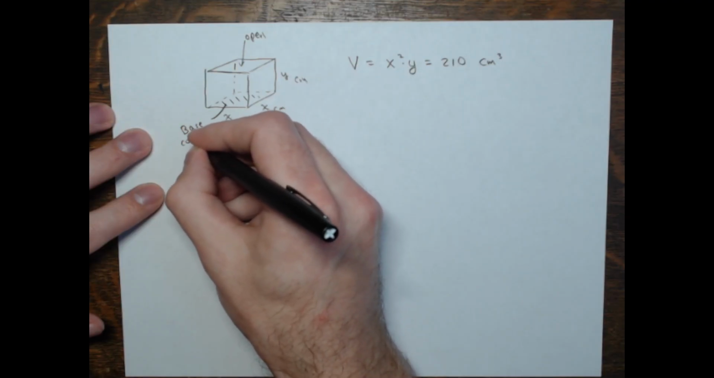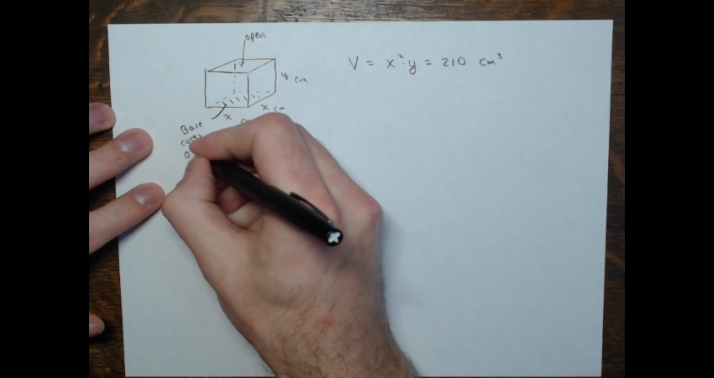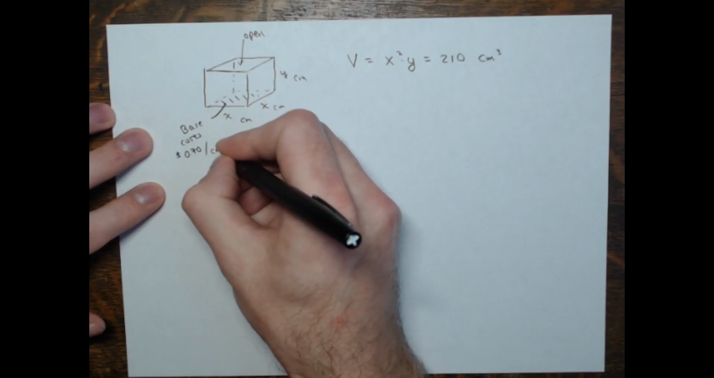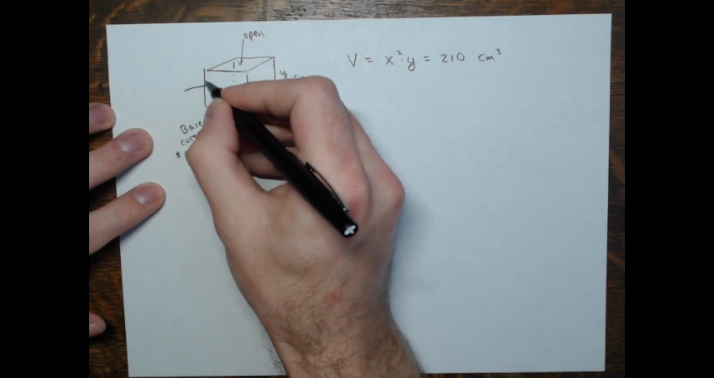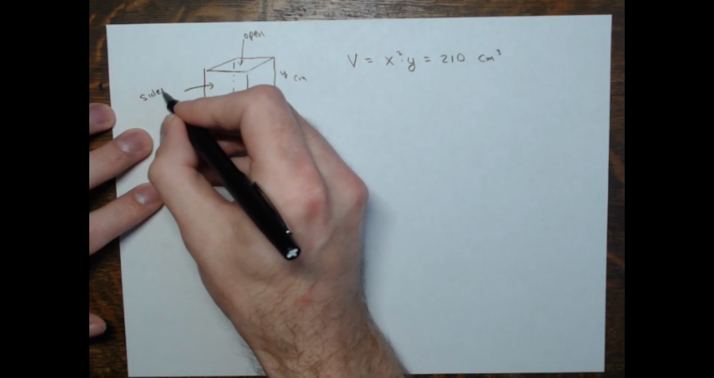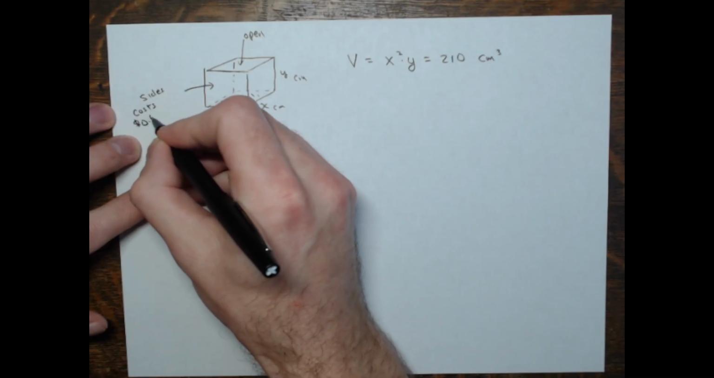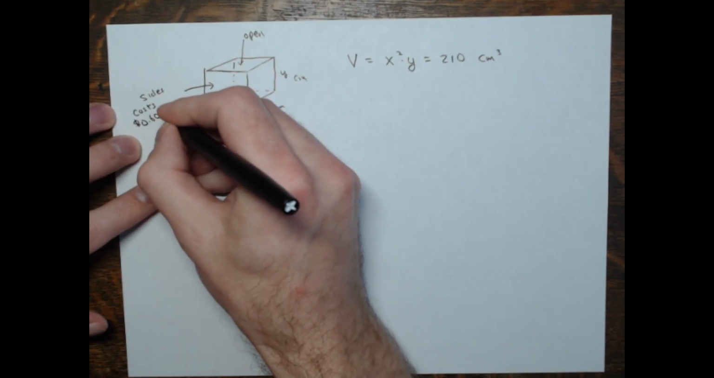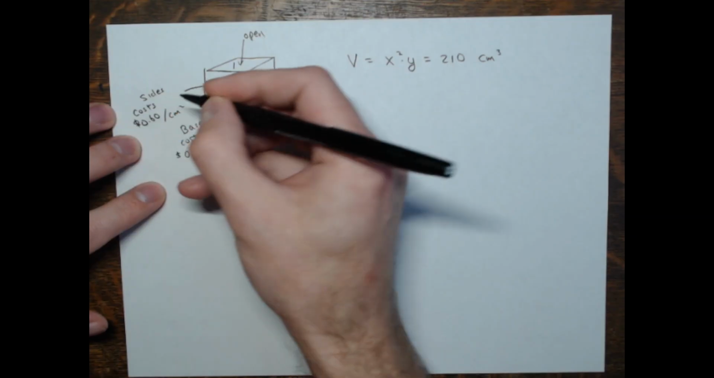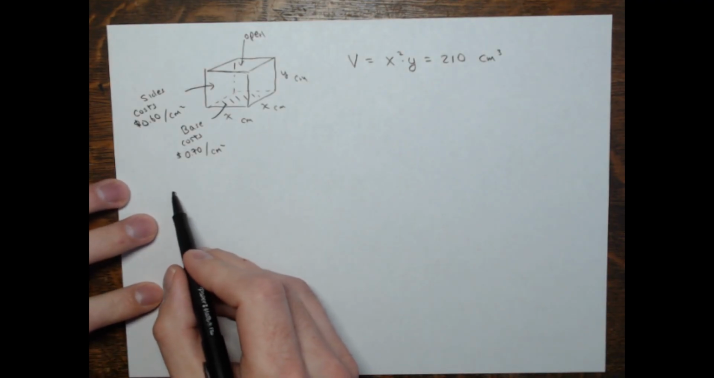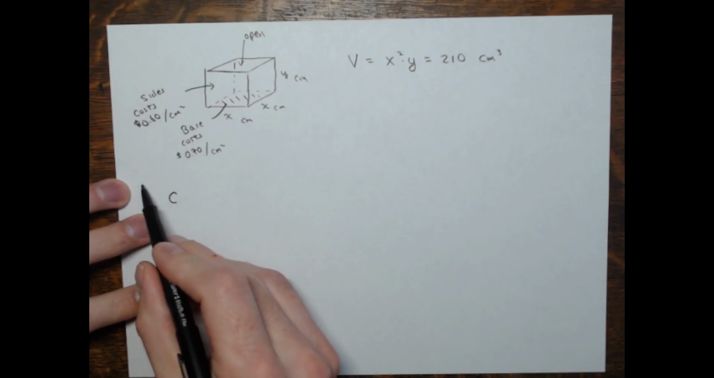Now the bottom, the base, costs $0.7, right? 70 cents per square centimeter. And then the material on the sides costs 0.6 or 60 cents per square centimeter. And we're trying to minimize cost. So here's my cost function. I'll put C for cost.